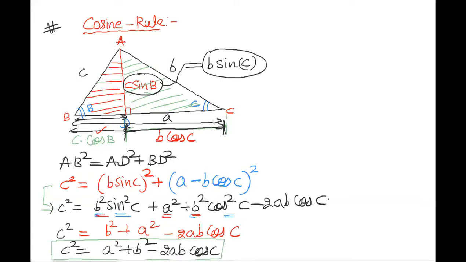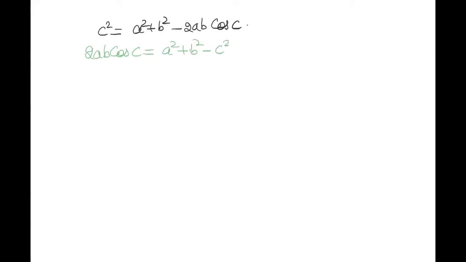Okay, we'll write it in different formats. So what we got: c² = a² + b² − 2ab cos C. This I can write as 2ab cos C = a² + b² − c². Like this also you can write.